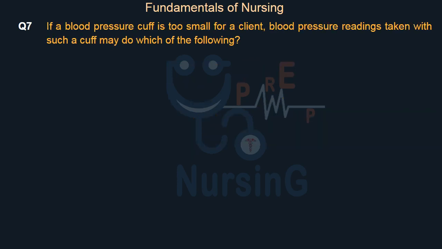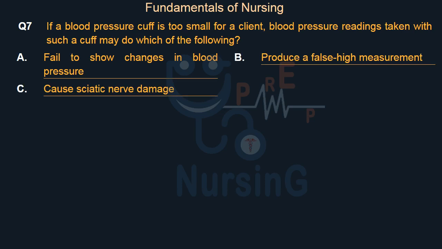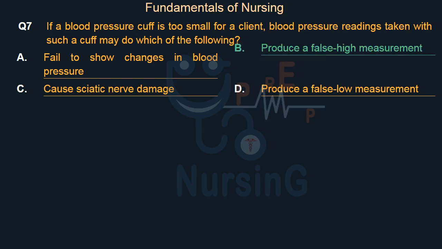If a blood pressure cuff is too small for a client, blood pressure readings taken with such a cuff may do which of the following? Option A. Fail to show changes in blood pressure. Option B. Produce a false high measurement. Option C. Cause sciatic nerve damage. Option D. Produce a false low measurement. Right answer is Option B.